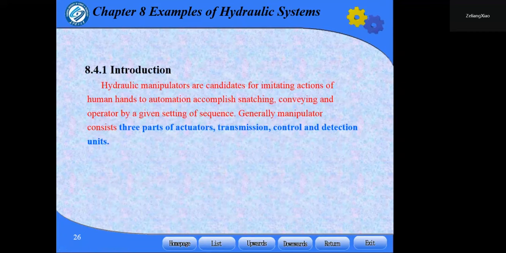Hydraulic manipulators are capable of imitating actions of human hands to automate, accomplishing gripping, conveying, and operations by a given setting of circuits. They can be used for replacing human working in harsh environments such as high pressure, dust, flammability, explosion.